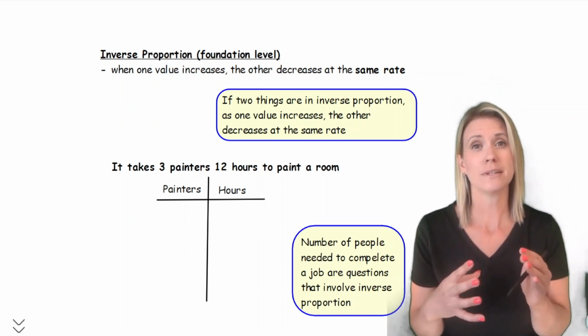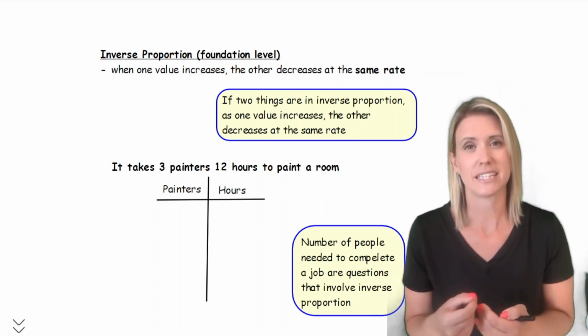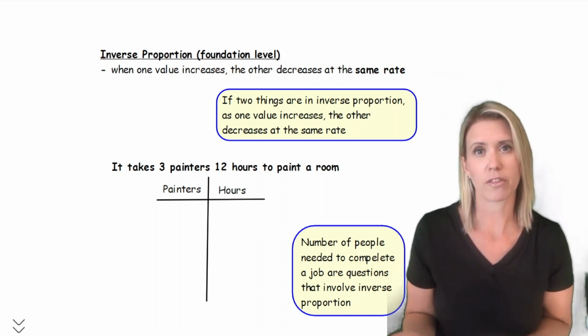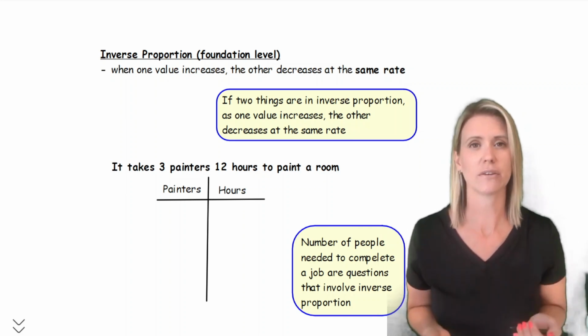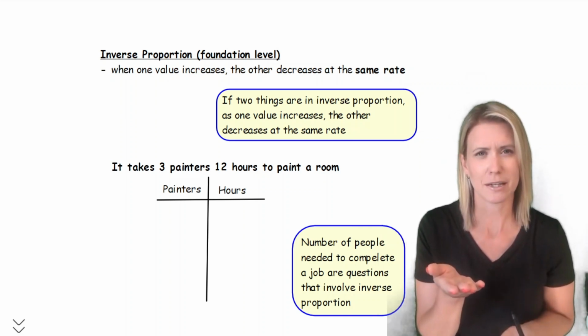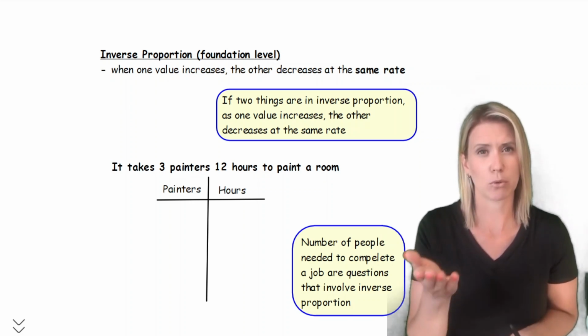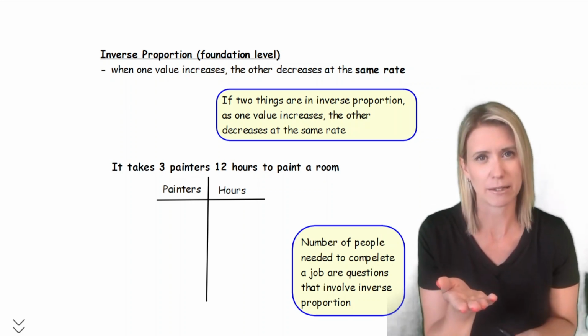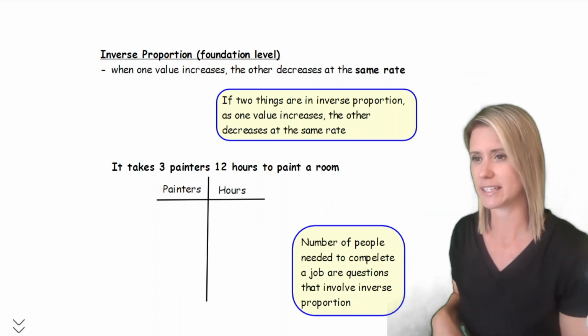More people, less time. So it's different to direct proportion where if one thing increases, the other thing increases too. With inverse, if one thing increases, the other thing decreases, but at the same rate. So if something's multiplied by 2, then we're dividing by 2. So let's have a look at this in more detail.